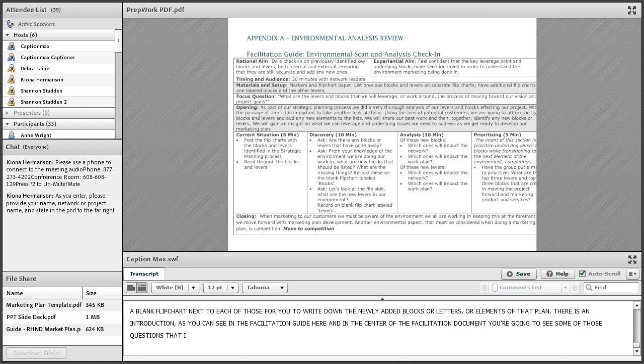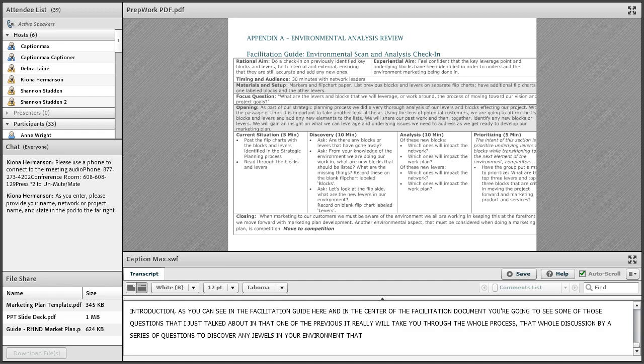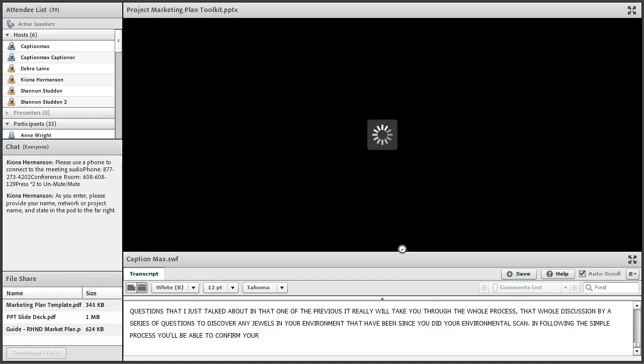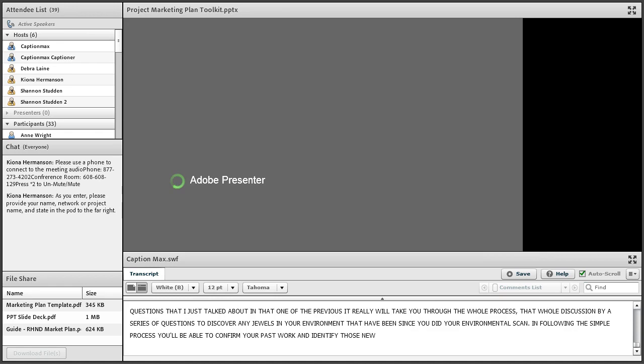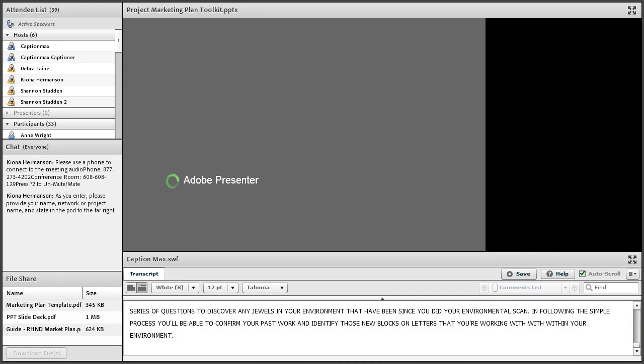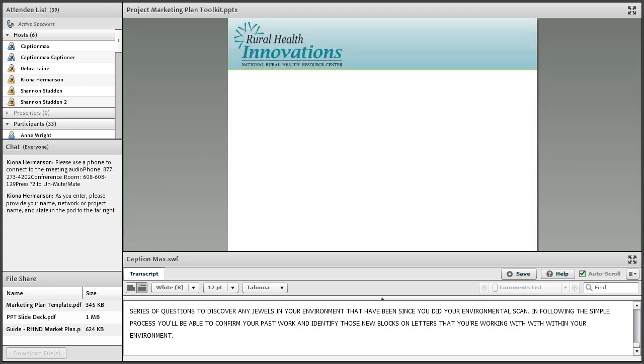There's an introduction, as you can see in the facilitation guide here. And in the center of the facilitation document, you're going to see some of those questions that I just talked about in one of the previous slides. It really will take you through that whole discussion by a series of questions to discover any changes in your environment that have happened since you did your environmental scan. And following this simple process, you'll be able to confirm your past work and identify those new blocks and levers that you're working with within your environment.